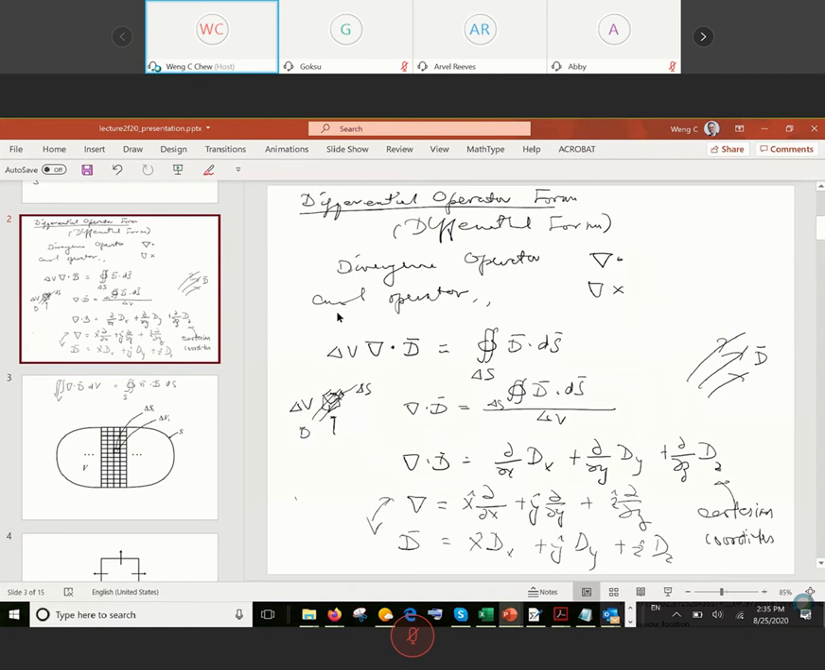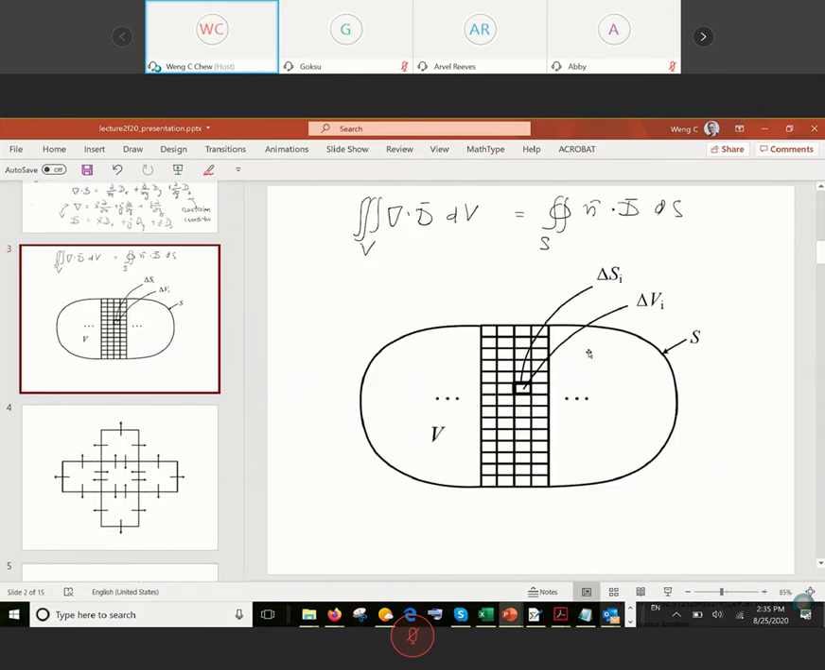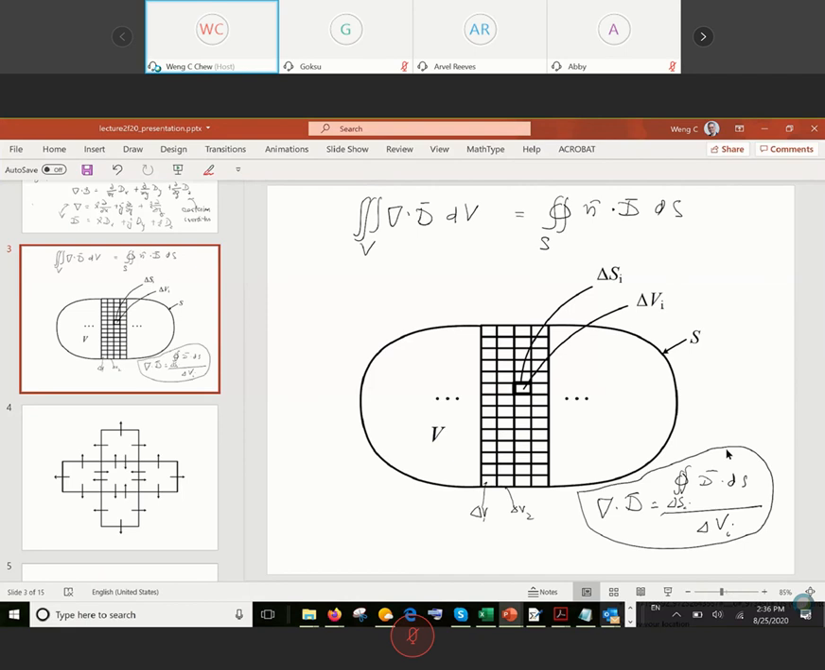Since we define the divergence to be this, what we can do then is to take any volume V and break it into small delta V. Each of these is a delta V: delta V1, delta V2, delta V3, and so on. And then apply this identity to each of those volumes. We take the ith volume, integrate the flux over that little volume and divide by delta Vi. So I can calculate this quantity for every one of the little volumes.